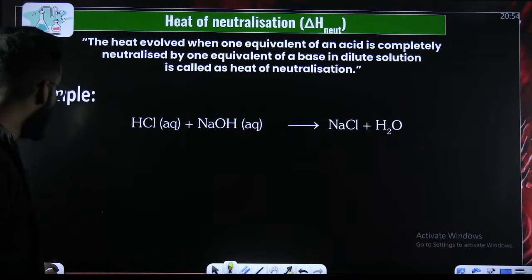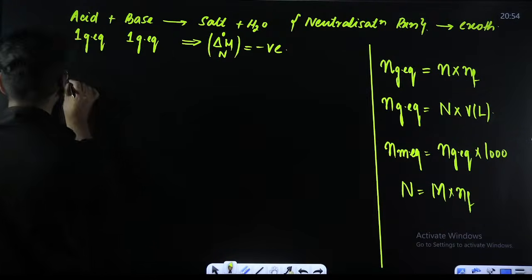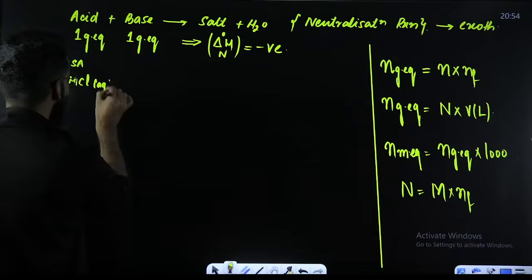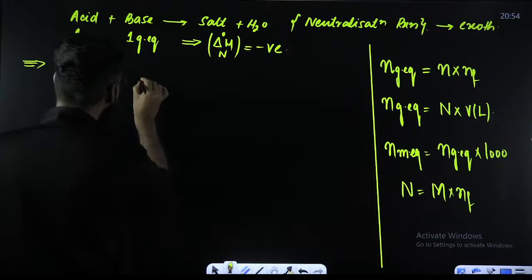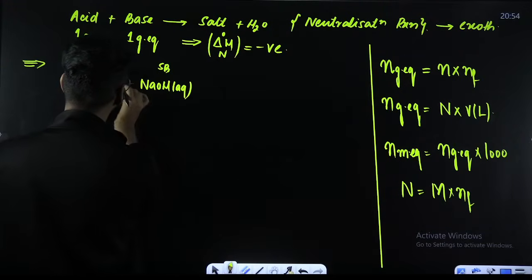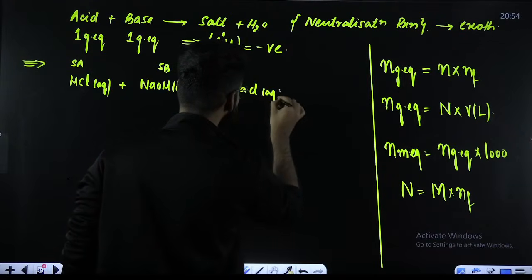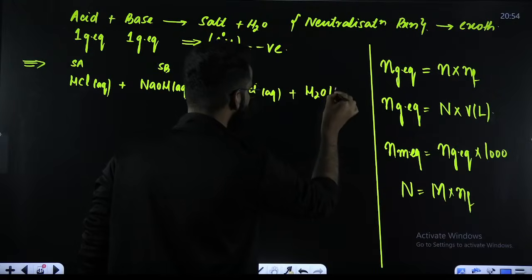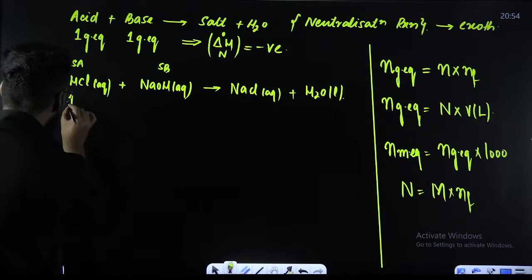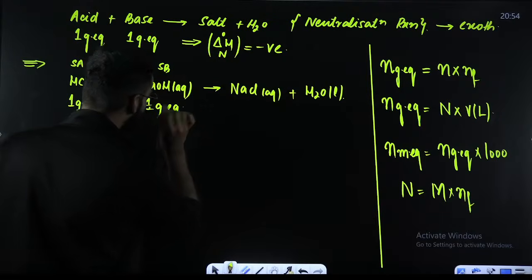Now guys, try to understand very carefully. For example, I'm taking HCl. Is HCl an example of a strong acid? Yes, HCl aqueous is an example of a strong acid. I'm taking a strong base, NaOH. Let them react. They will lead to the formation of salt, and with the salt, you get water as well. Imagine that I have taken 1 gram equivalent of HCl and 1 gram equivalent of NaOH as well.